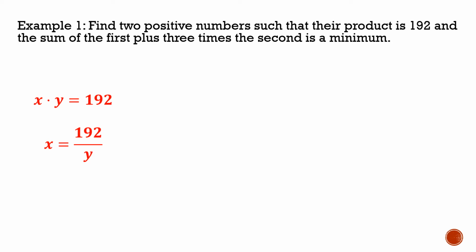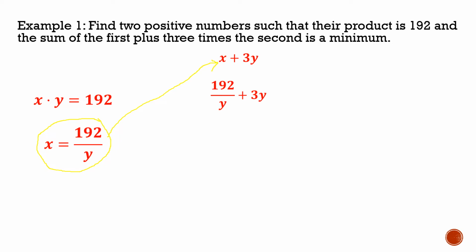Next, I'm going to go on to the second part of the sentence that says the sum of the first plus 3 times the second is a minimum. So the sum of the first, which would be my x, plus 3 times the second, which would be 3y, is going to give me a minimum. Once I get these equations, I don't want two variables. So I'm going to use my known to plug into what I have now to reduce it down to one variable. I'm going to take this x, 192 over y, and plug it into this equation for x. So instead of x plus 3y, I'm going to have 192 over y plus 3y.